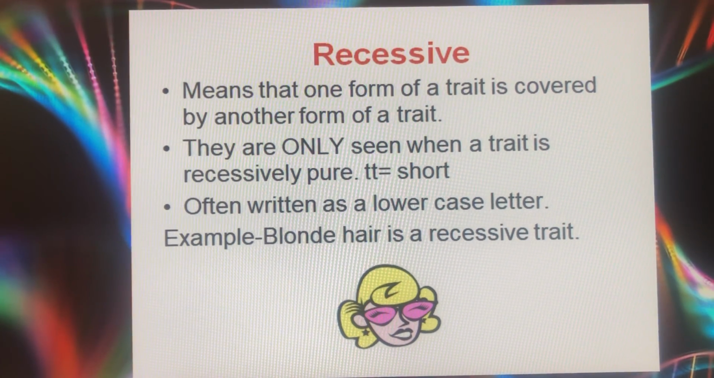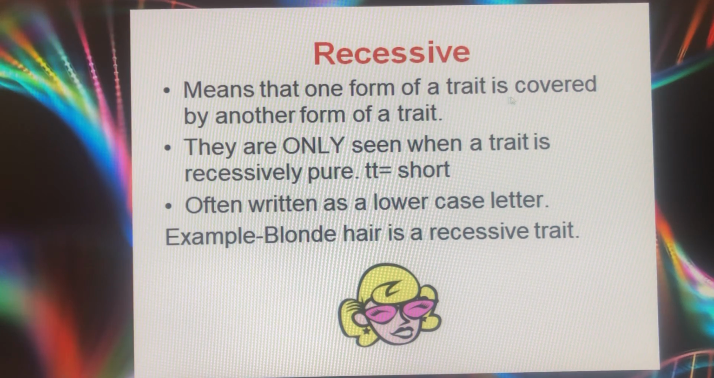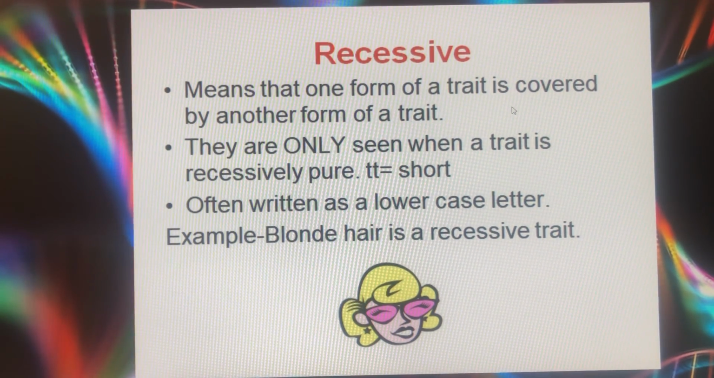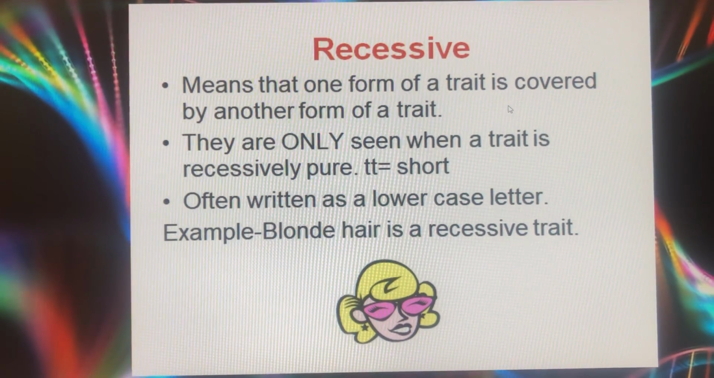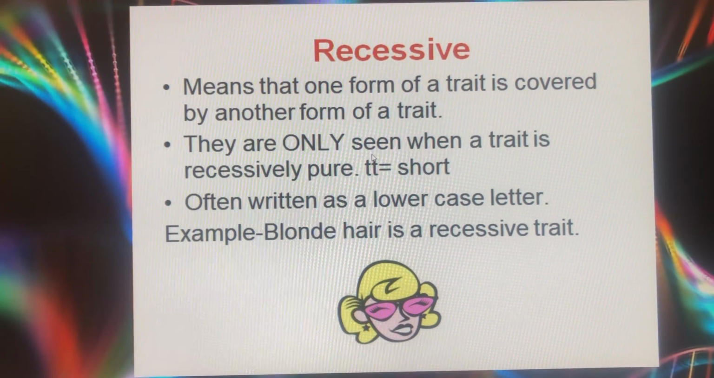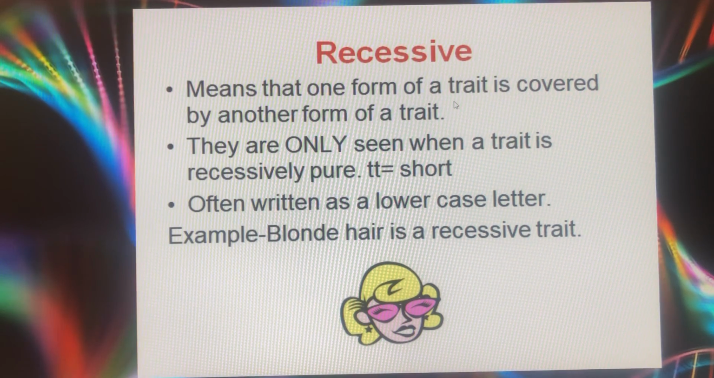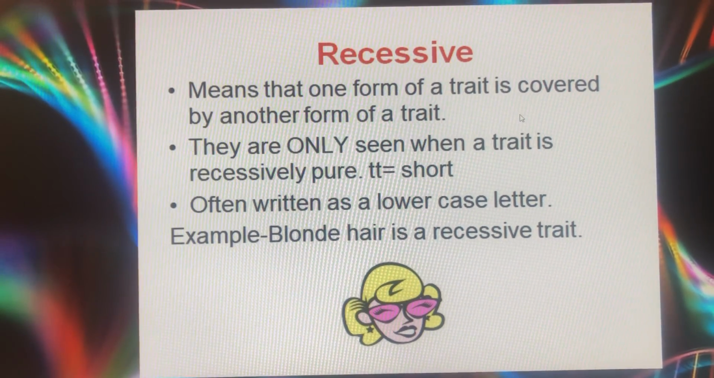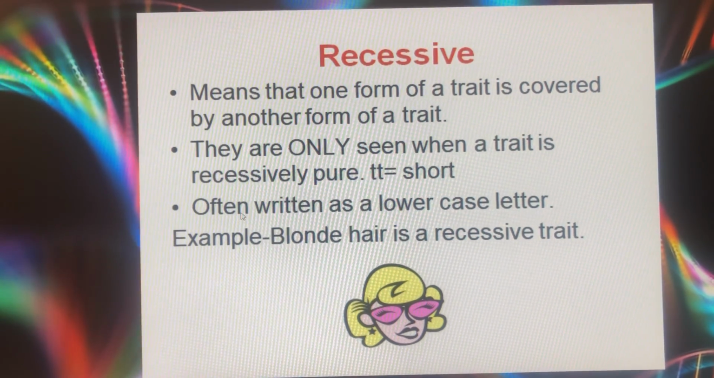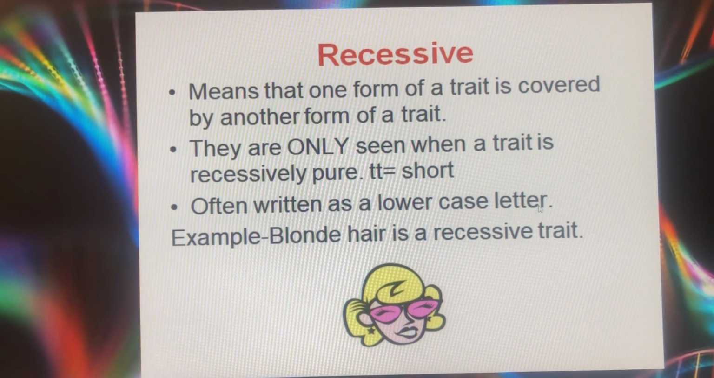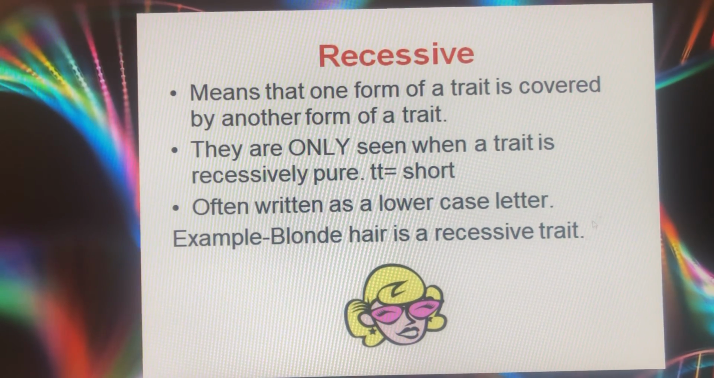Okay, now we'll talk about recessive traits. It means that one form of a trait is covered by another form of a trait. They are only seen when a trait is recessively pure, little t, okay? The recessive trait is always covered up unless you're receiving the recessive trait from both mom and dad. A recessive trait is often written as a lowercase letter. Example, blonde hair is a recessive trait.